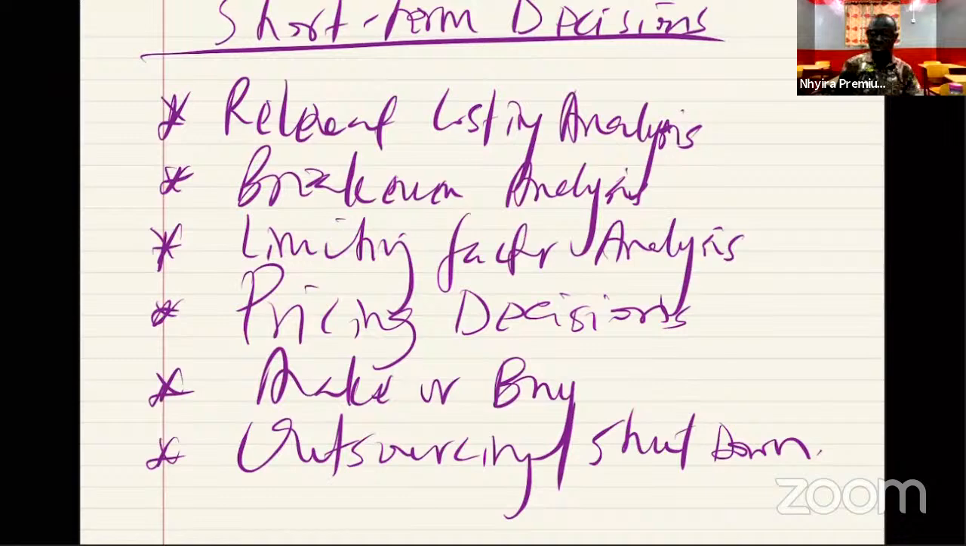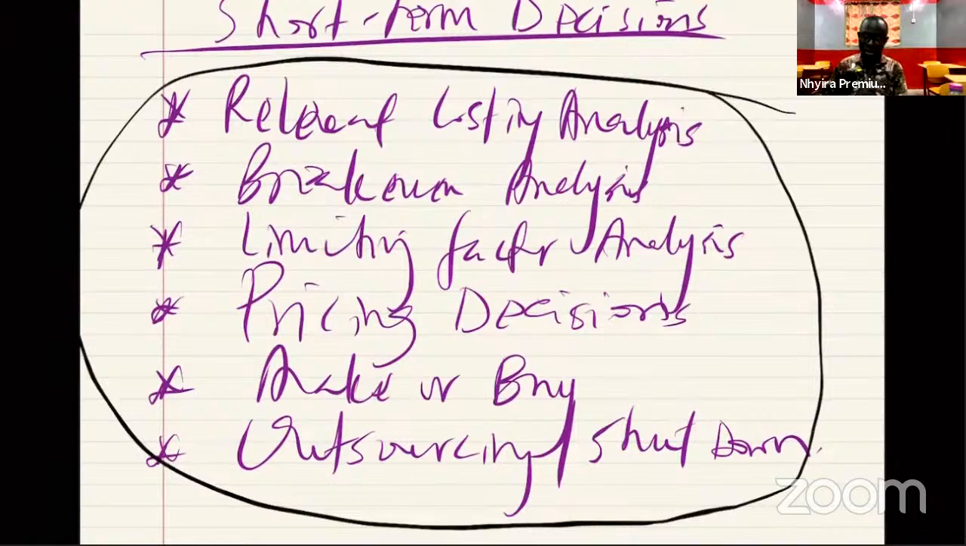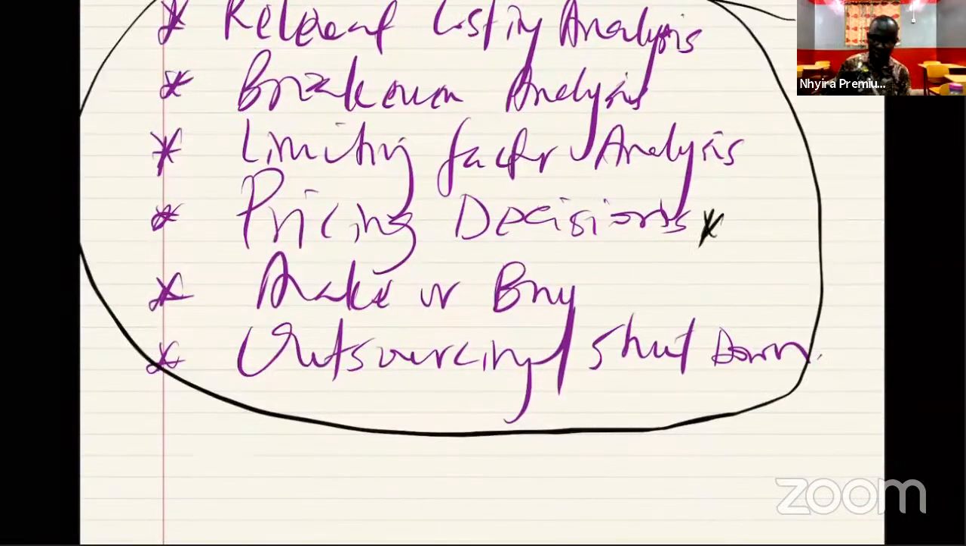So these are the things you're going to be looking at under short-term decisions: relevant costing analysis, break-even analysis, limiting factor analysis, pricing decisions, make or buy decisions, and then outsourcing or shutdown decisions. Remember, you're going to be using the concept of marginal costing here. So everything you see here, you are going to be using what? The marginal costing concept, with the exception of the pricing decision sometimes.